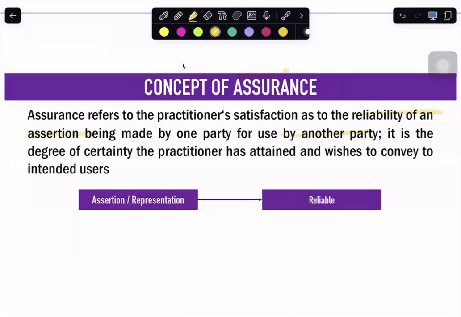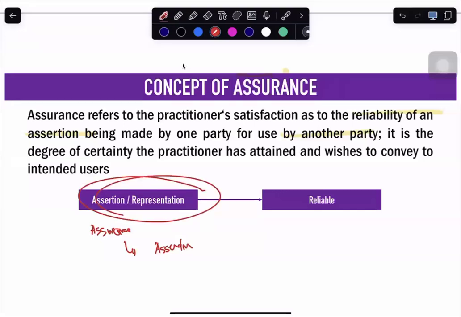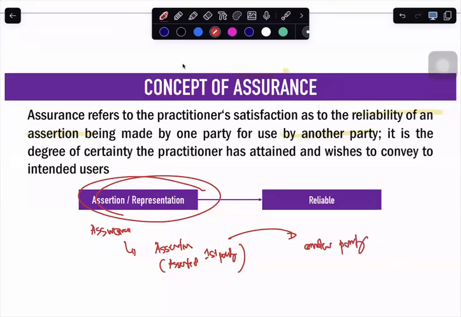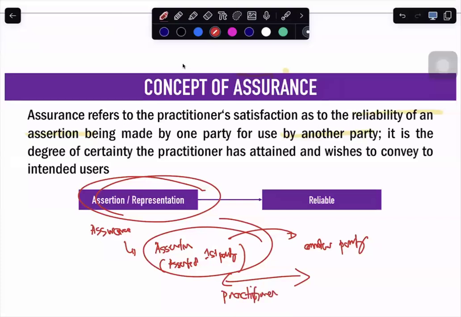Okay, so always remember in an assurance engagement, there is an assertion, which is also known as a representation. This assertion is asserted by the first party, and then it will be used by another party. Now, to check this assertion, what we do as a practitioner is check for the reliability of this assertion from the first party being asserted to another party.